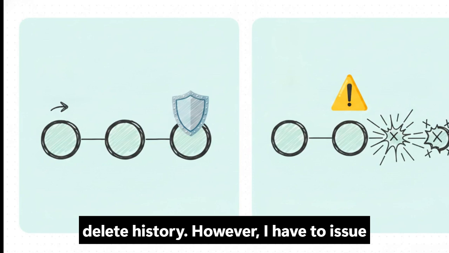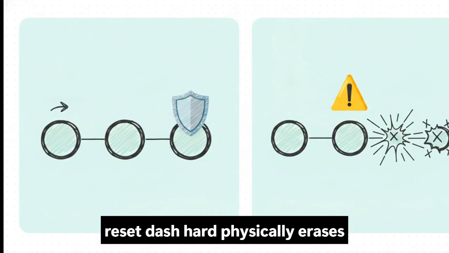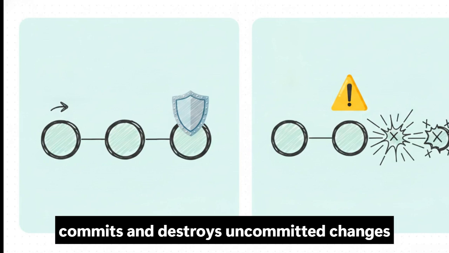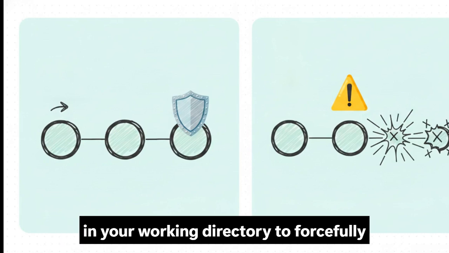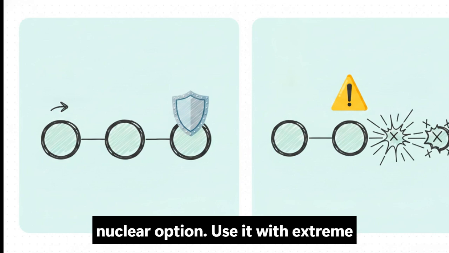However, I have to issue a serious mentor's warning here. Git reset --hard physically erases commits and destroys uncommitted changes in your working directory to forcefully roll you back in time. It is literally a nuclear option. Use it with extreme caution.